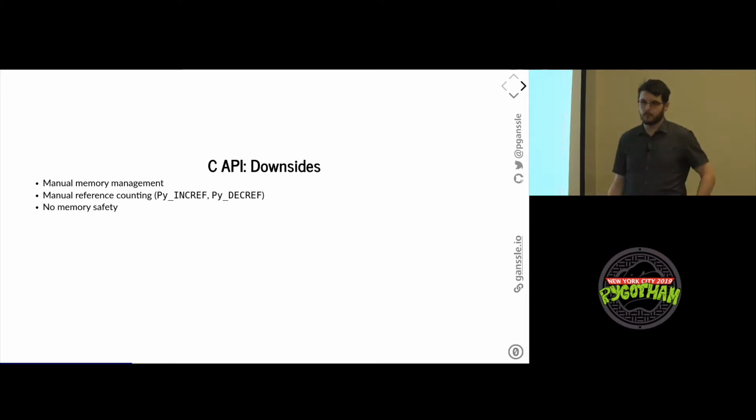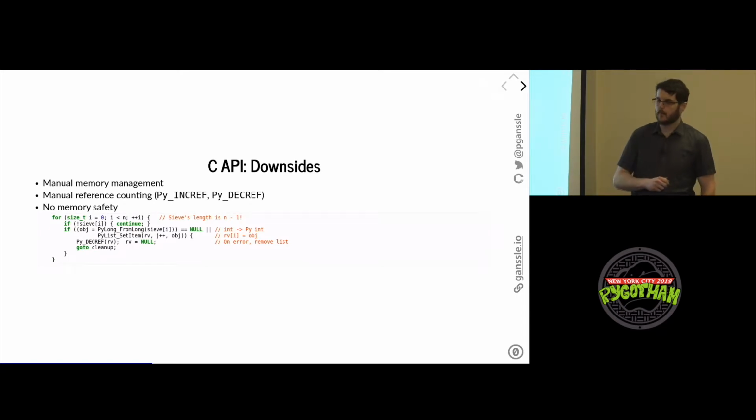But C has some pretty serious downsides. The manual memory management we talked about. You have to do manual reference counting. And C is not a memory-safe language, so all the cryptography people and security people are cringing whenever they have to write any C, for good reason.